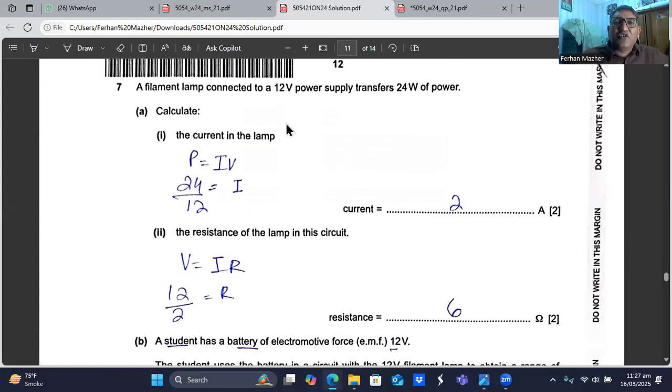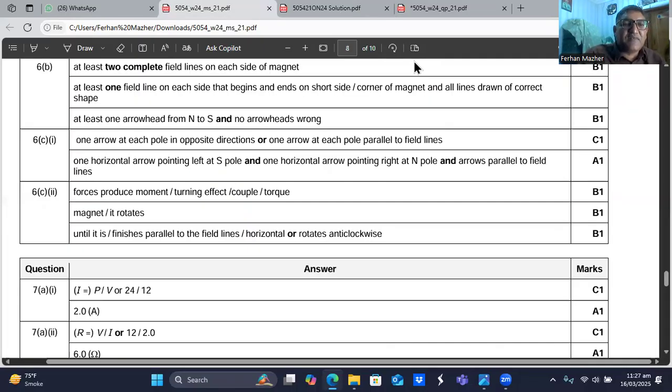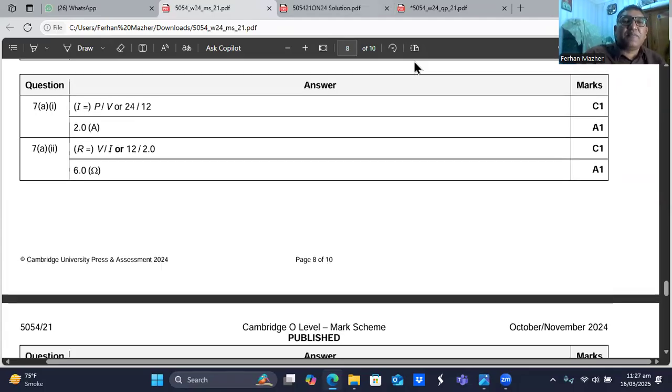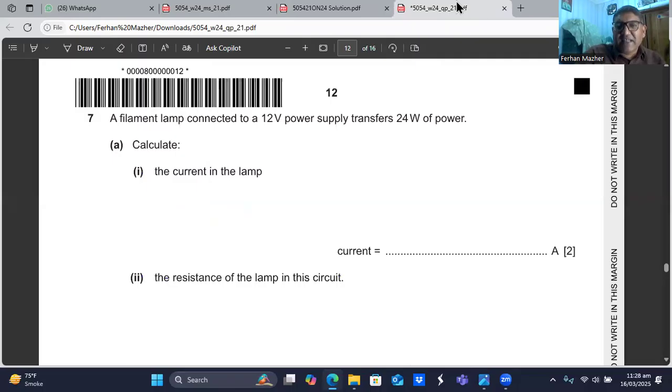So here we go. The power is equal to IV. The power is 24 watt, the voltage is 12 volt, and I will be equal to P divided by V, 24 divided by 12. That is 2 ampere. So the current will be 2 ampere. This is question number 7, part A. The answer is 2 ampere. Our answer is right.